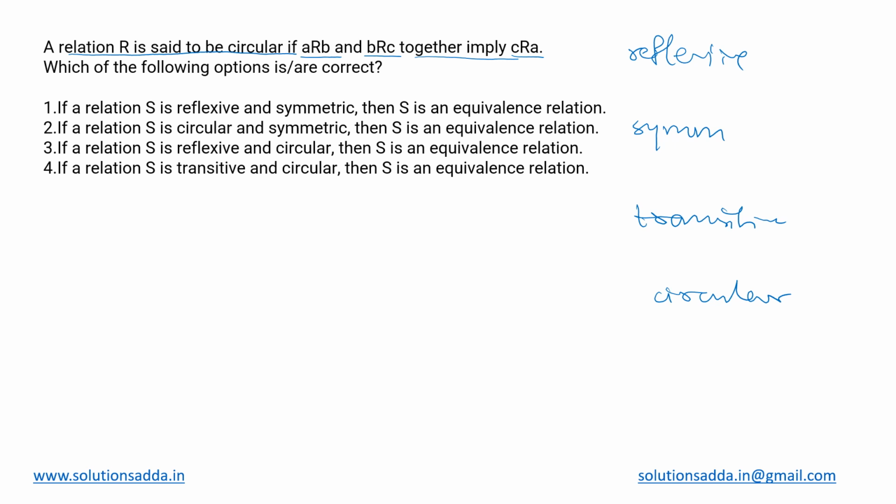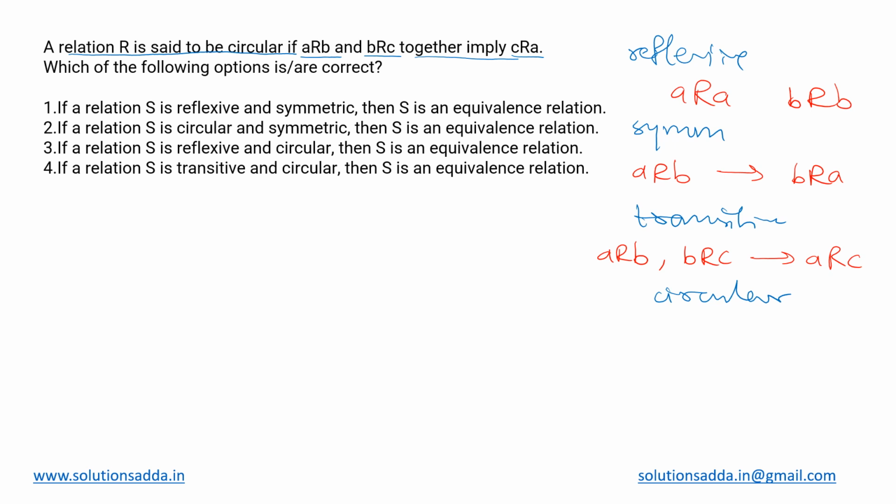Let us understand what are all these. In reflexive, what do we have? A relates to A. Similarly, B relates to B, and so on. But in symmetric, what do we have? If A relates to B, then that implies B relates to A. Means vice versa. In transitive, what do we have? A relates to B and B relates to C, then they together imply that A also relates to C.